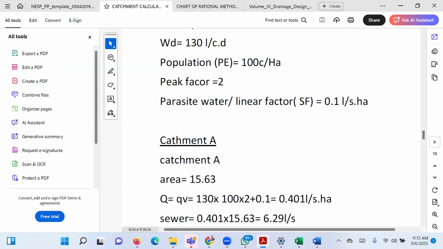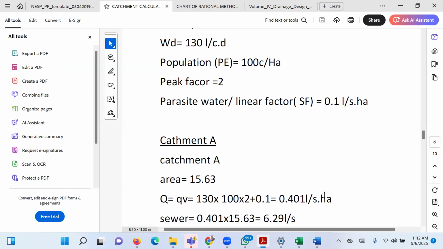Garbage in is garbage out. If I give you 130 liters of water for consumption per day, I expect you to produce wastewater that is also equivalent to 130 per day. So that's how I get my discharge to my treatment plant. So I multiply by the population equivalent, which is 100. Then multiply by safety factor, and then add the parasite water. It will give me 0.401.